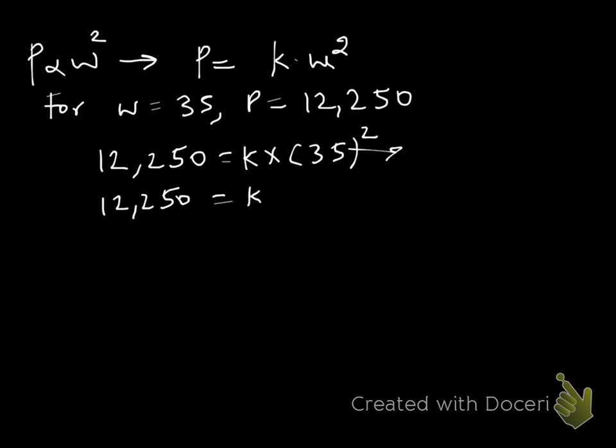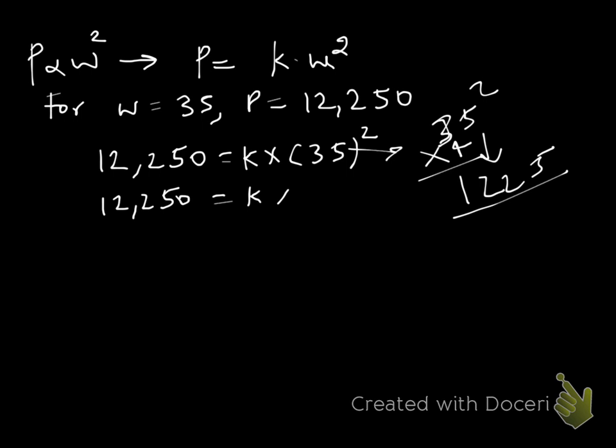Finding 35 square is really easy. What we did is 5 square is 25. The number next to 3 is 4, so multiplying 3 by 4, it is 12. So the answer is 1225. 35 square is 1225.